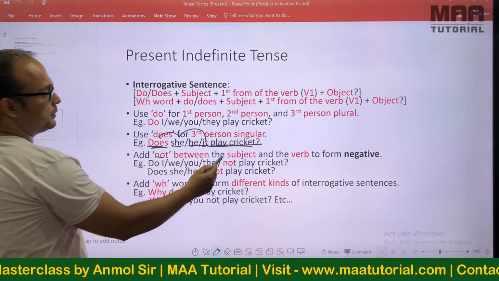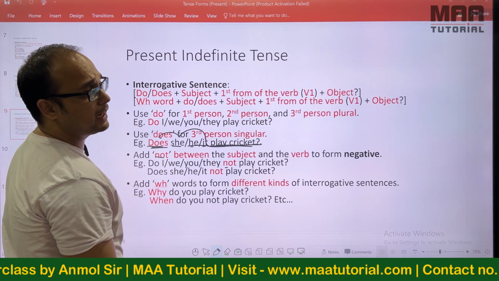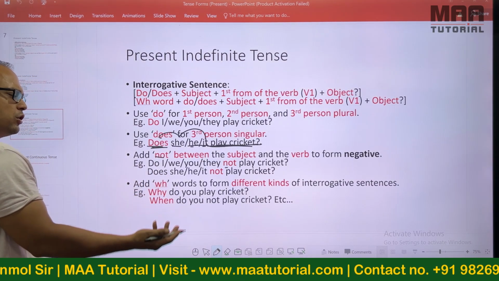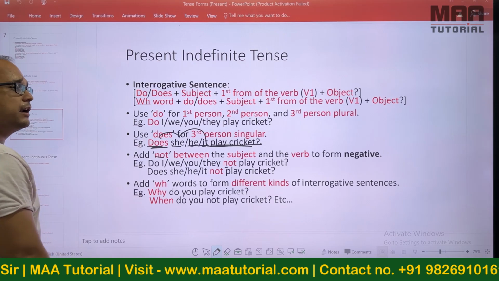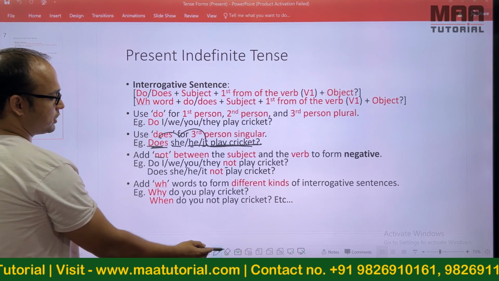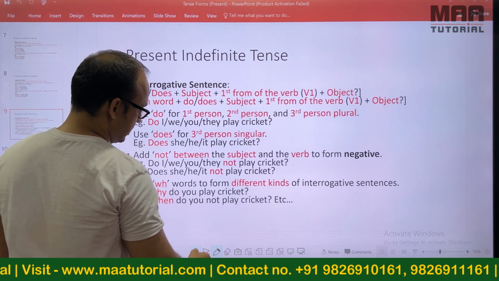You can also add not between the subject and the verb and it will become a negative interrogative. For example, do I not play cricket? Does she not play cricket? Why does she not play cricket? When does she not play cricket? Where does she not play cricket? Etc. So these are the structures.